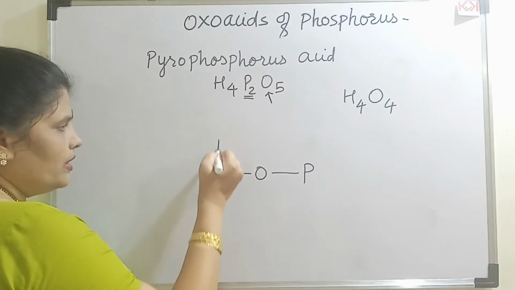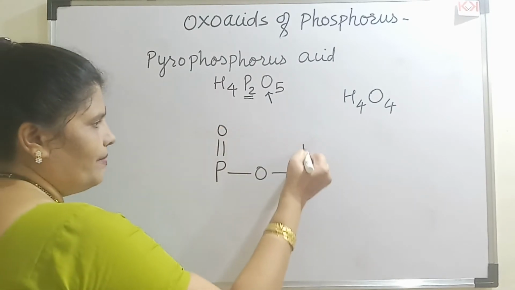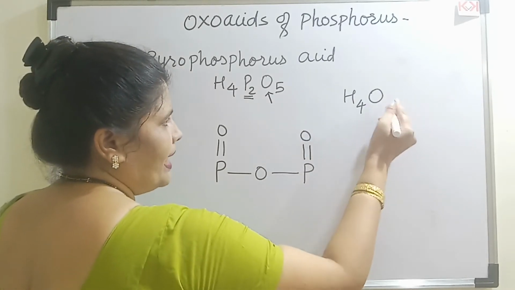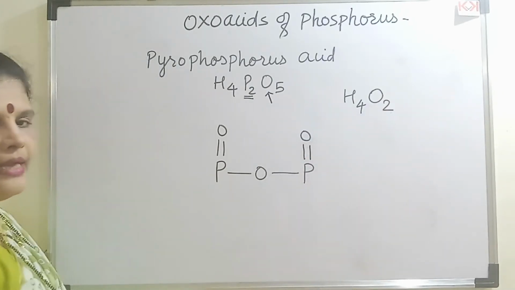Now the next rule is the same. You have to attach a double bond oxygen to this. So 2 oxygen gone. So what am I left with? H4 and O2.